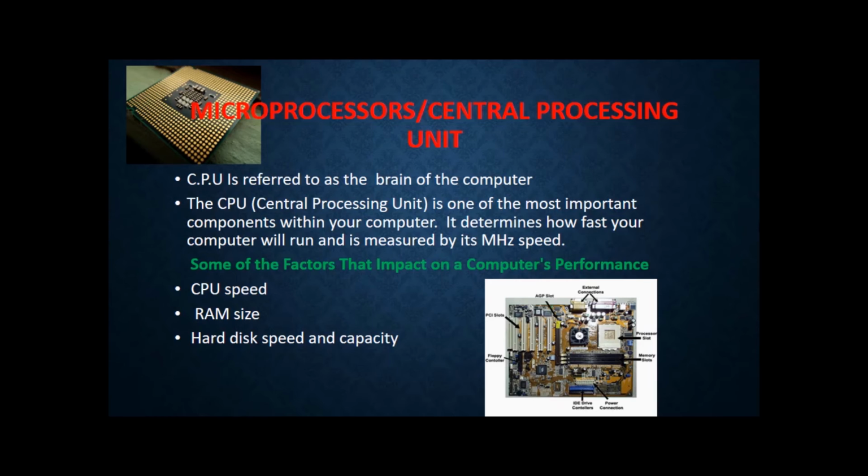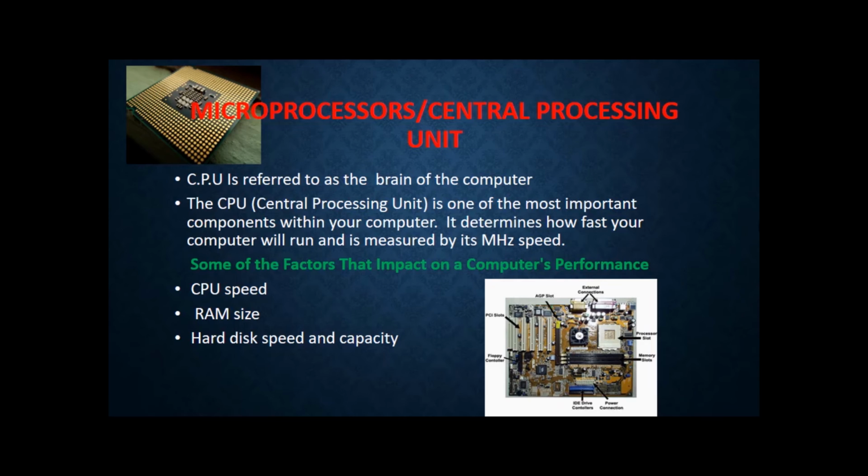Let's look at microprocessors, or the central processing unit. We've already gone through this, but now let's take a deeper look into it. The CPU, as we said earlier, is referred to as the brain of the computer. The CPU, that is the central processing unit, is one of the most important components within your computer. It determines how fast your computer will run and is measured by MHz speed.